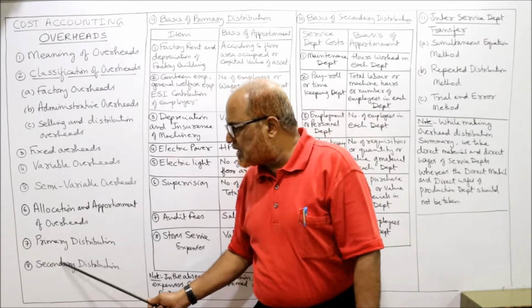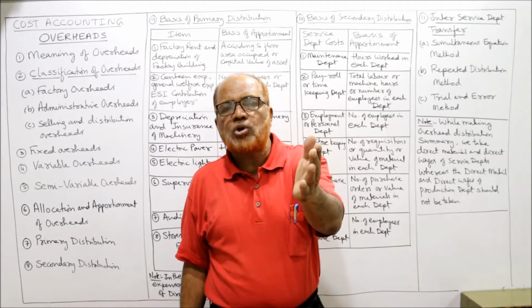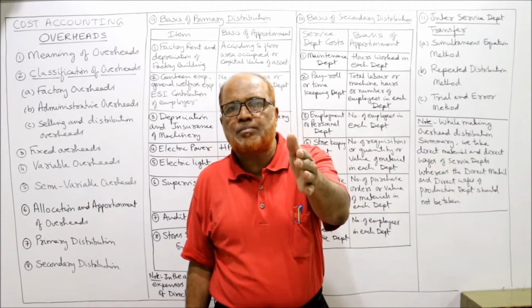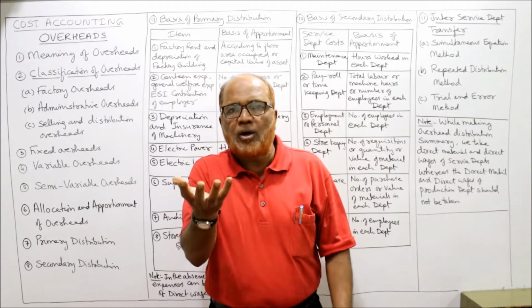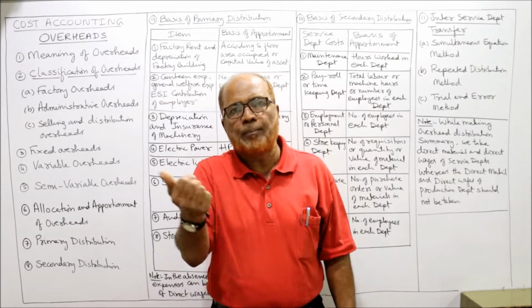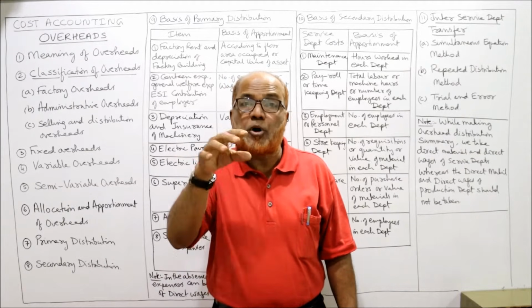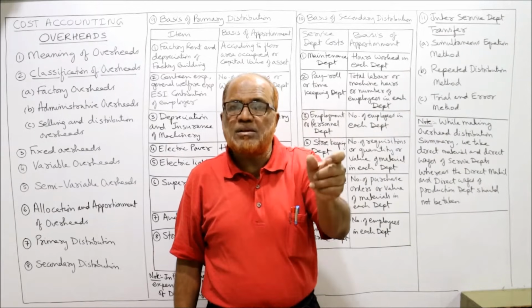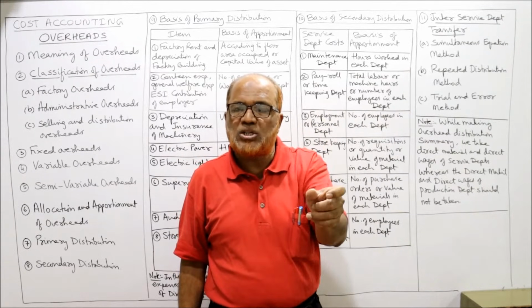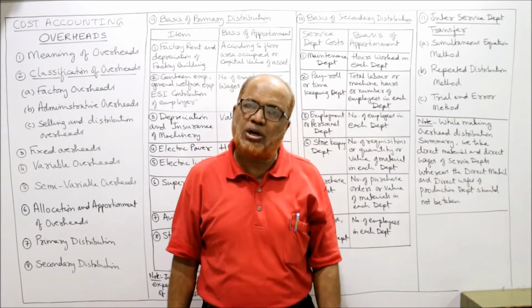Then after that we have to make the secondary distribution. In secondary distribution, there is reapportionment of service department overheads back to production departments. Ultimately, where are the goods produced? In the production departments. So whose cost of production do we have to find out? Of the products of the production departments. So the total expenditure of the service departments will be reapportioned among the production departments.